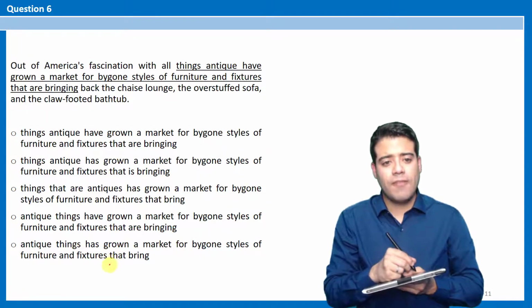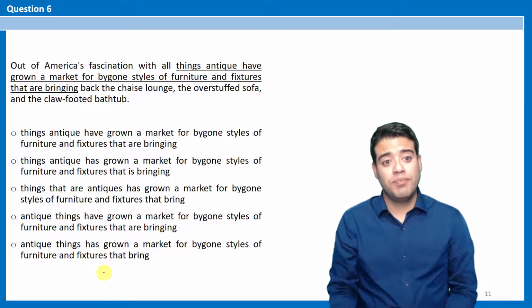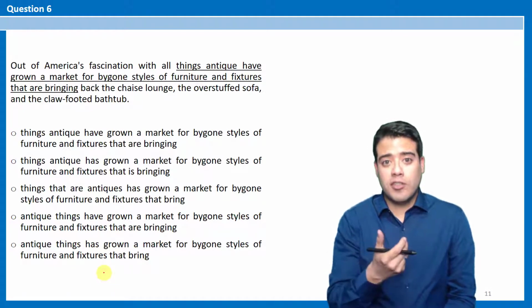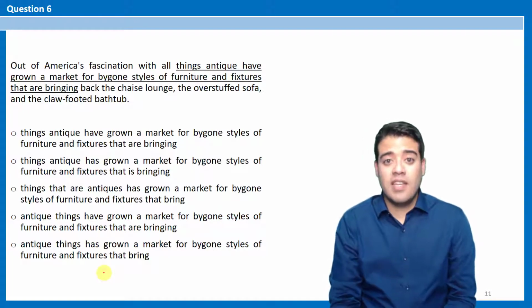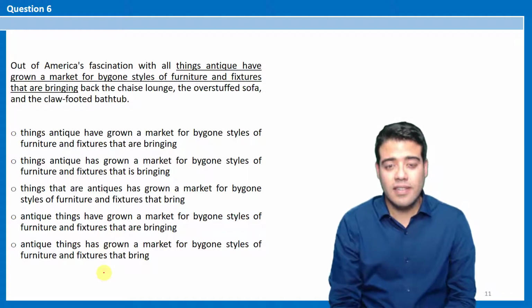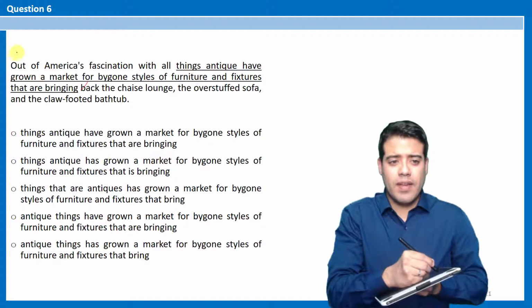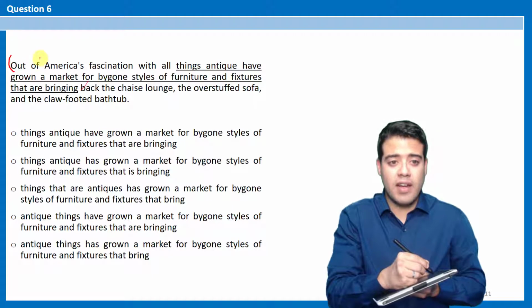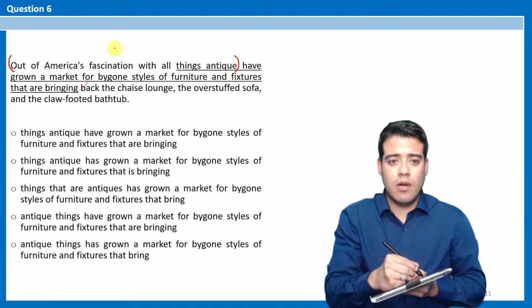So finally, I added this very difficult question. And sometimes the GMAT will reverse the order of the subject verb. In other words, instead of saying I eat, you'll have something like eat I. Yeah, it sounds like Yoda, doesn't it? Okay, so remember something. Out of will always be a modifier. Out of America's fascination with all things antique. That's a long modifier.